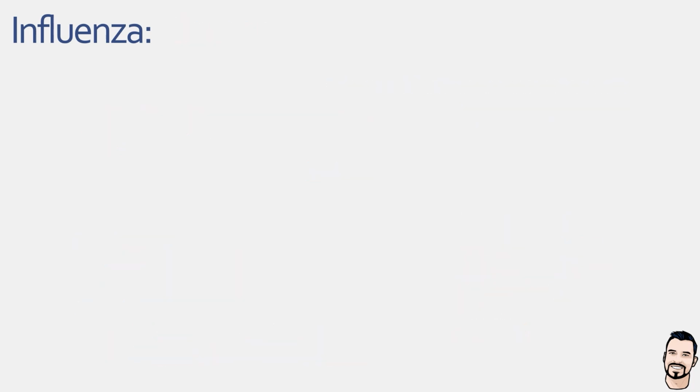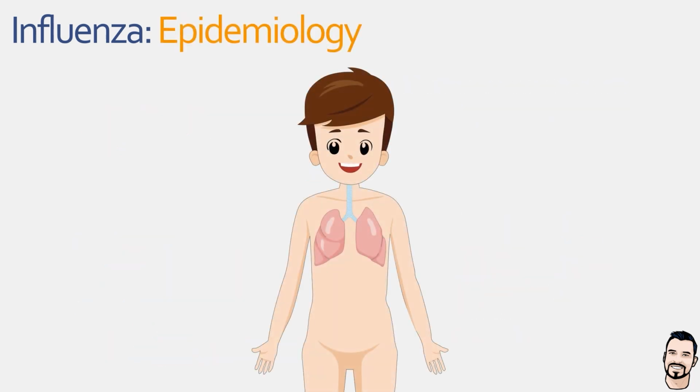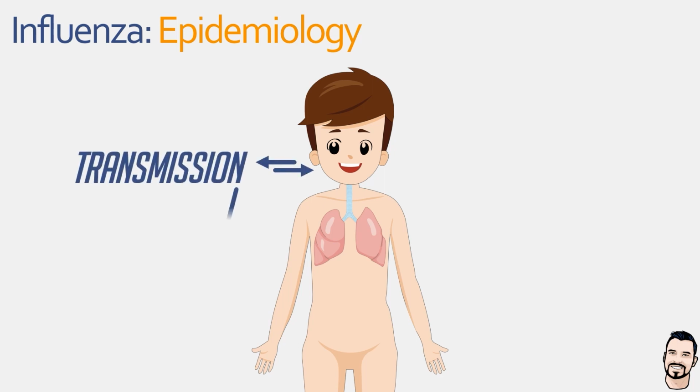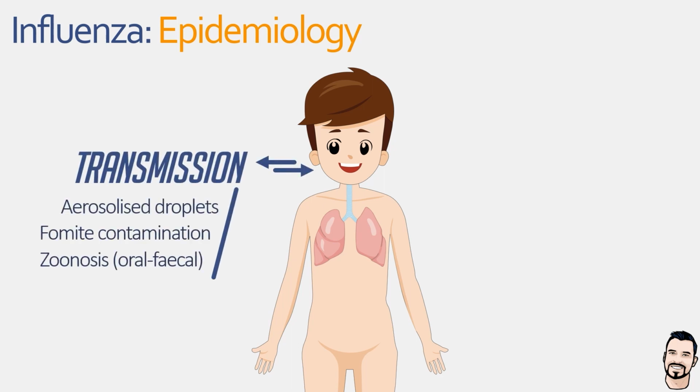Now, if we move on to the epidemiology of the disease, the influenza virus is spread in a number of different ways, from aerosolized droplets coughed or sneezed up from the respiratory tract to various fomites such as door handles that have been contaminated with these aerosolized droplets. In addition to this, there are some zoonotic transmission routes, and this is where an infection will be passed on from an animal to a human.